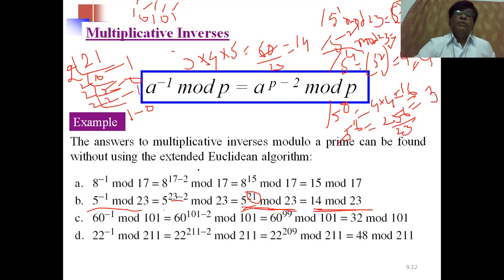Like this, we will calculate the 8 power 1 inverse or any value. You can calculate any exponent modulo value using this type of steps.